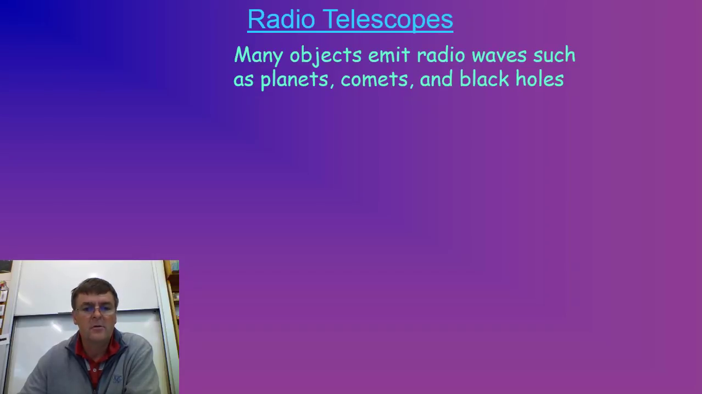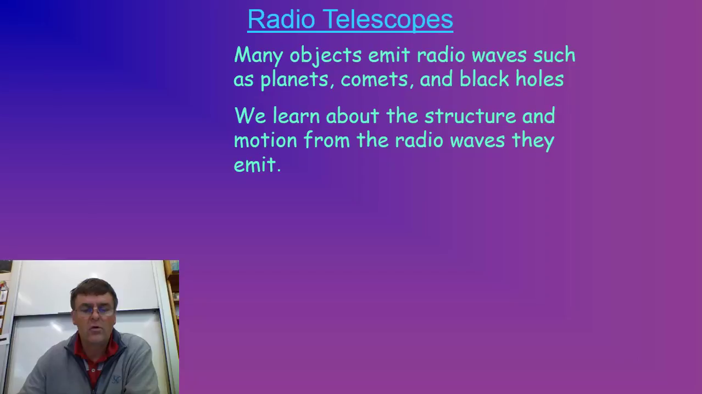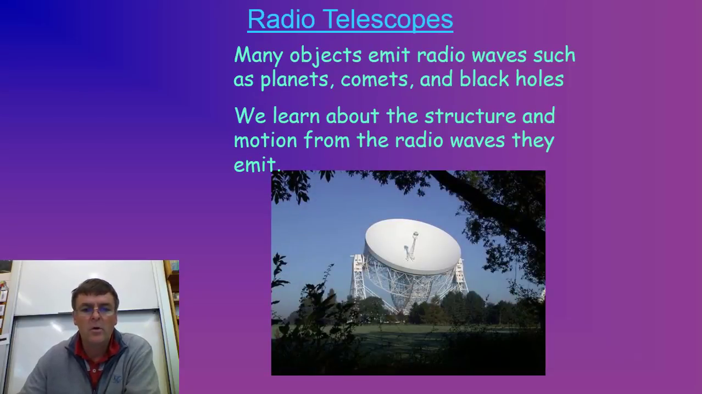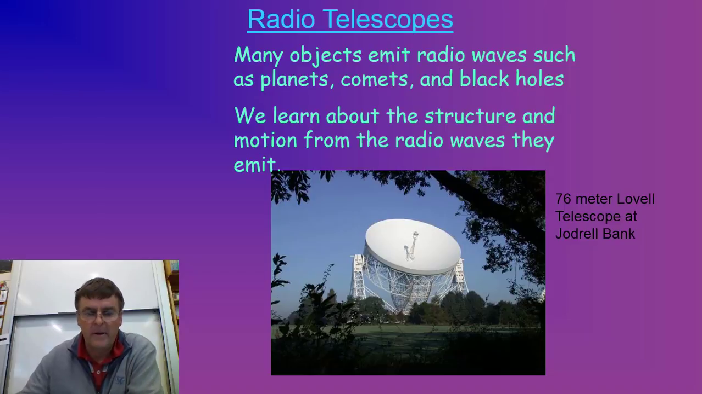We can use radio telescopes. So many things, they're emitting radio waves. So we're emitting radio waves off this planet with our TV and radio and telephone signals, but other planets like Jupiter and other things out in space also emit radio waves, and we can see them with radio telescopes and learn a whole heap more about them. So there's an example of a radio telescope, 76 metres across, a place called Jodrell Bank.